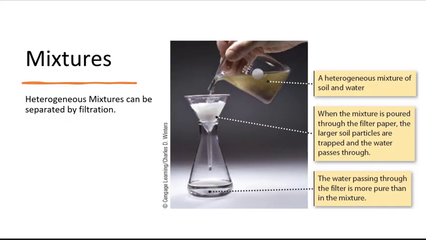Let's talk about how to separate some mixtures. Heterogeneous mixtures can be separated by filtration. Look at this. We have a heterogeneous mixture of soil and water. When it's poured through filter paper, the soil particles are going to be trapped in the filter paper, and the water is going to pass through. So then we have more than one pure substance.